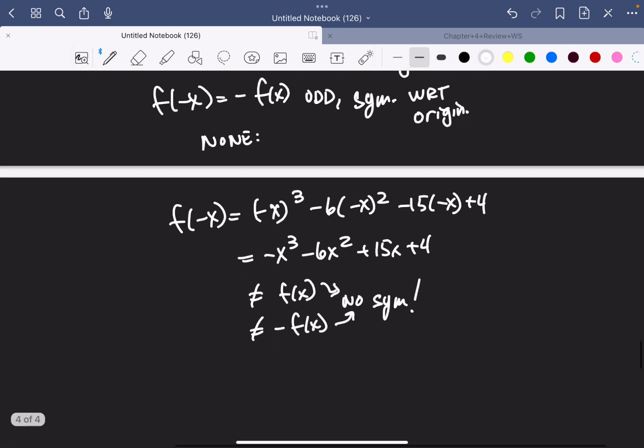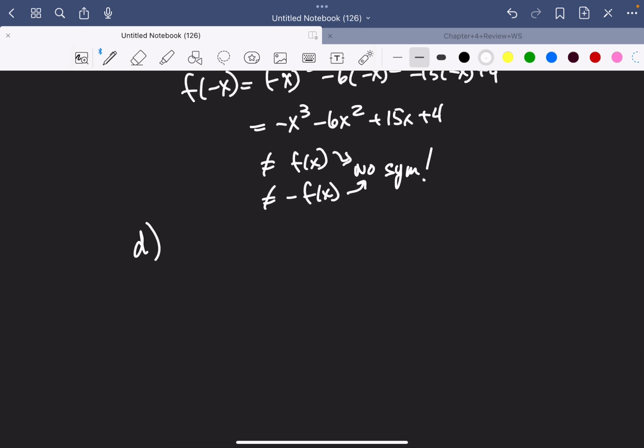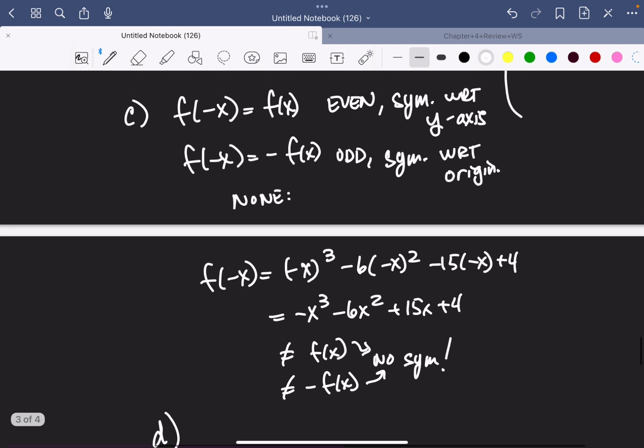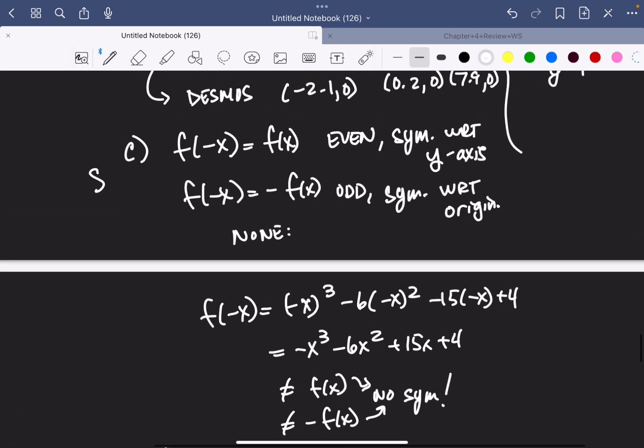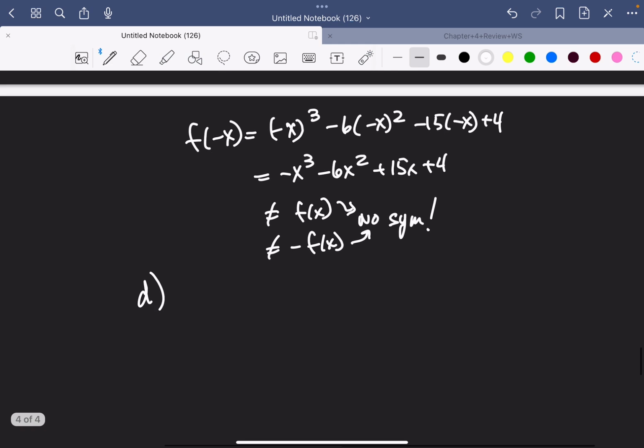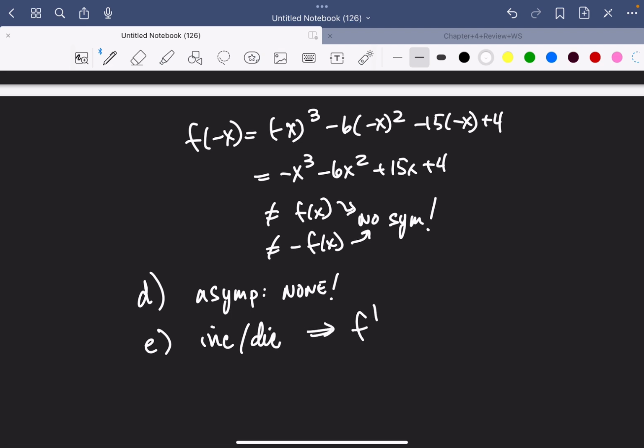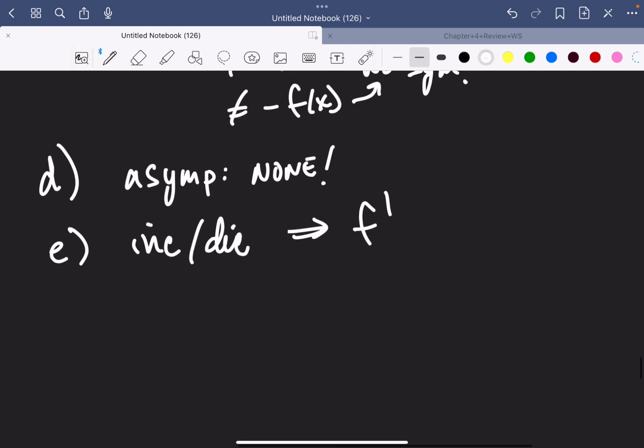Let's see, asymptotes. Because this is a polynomial, there are none. So in terms of symmetry, that's what we had. In terms of asymptotes, we have none because it's a polynomial. So in terms of increasing and decreasing, we know that's going to be a first derivative conversation. So when we take the derivative, I think it's pretty clear that you're going to get 3x squared minus 12x minus 15.